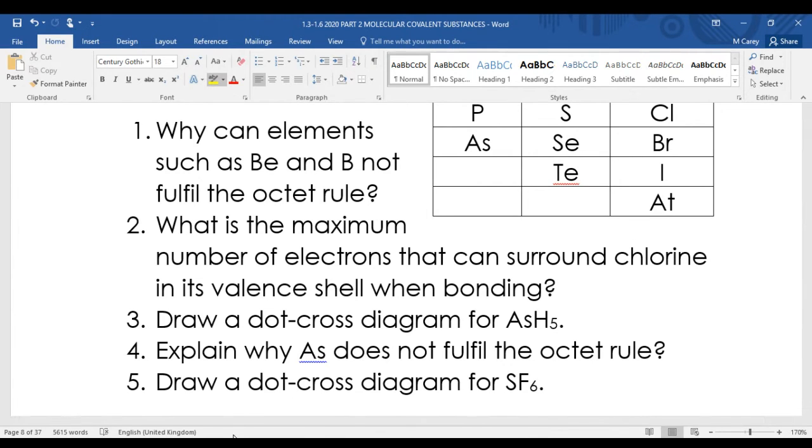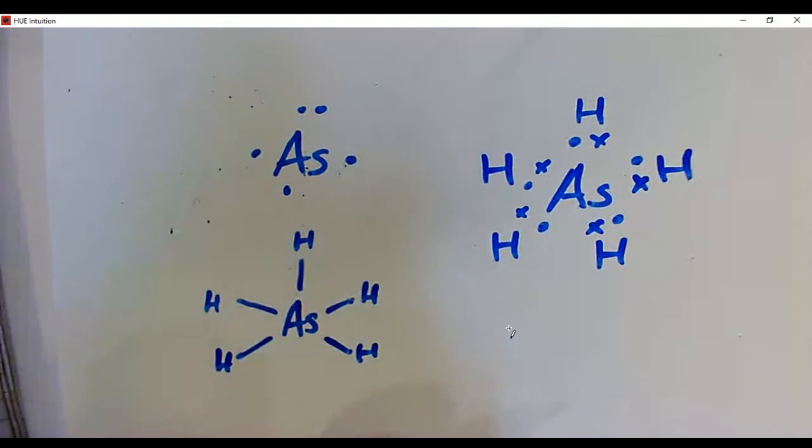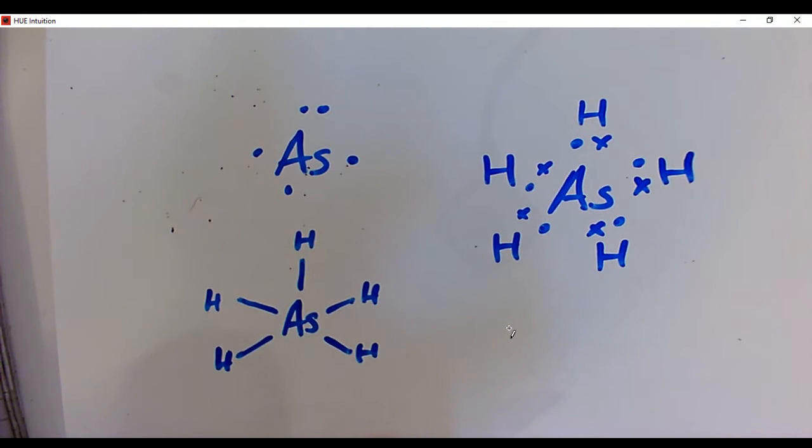Okay, so arsenic hydride, arsenic pentahydride, that would be... Arsenic has 5 electrons in its outer shell, in the same group as nitrogen. In theory, it would form 3 single covalent bonds, or 1 triple covalent bond, or 1 double and 1 single, to get 8 electrons in its outer shell. But that is not going to happen here.